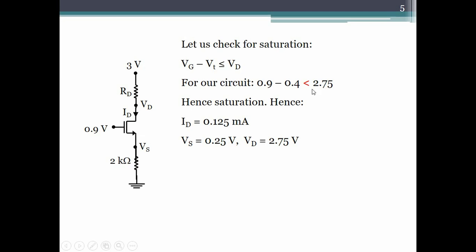So we have the condition here. At what voltage does the transistor go out of saturation? When VD is 0.5 volts, from this condition. So up to 0.5 volts, if we keep increasing RD, the transistor stays in saturation. Okay, so for VD equal to 0.5 volts, what must be the value of RD?